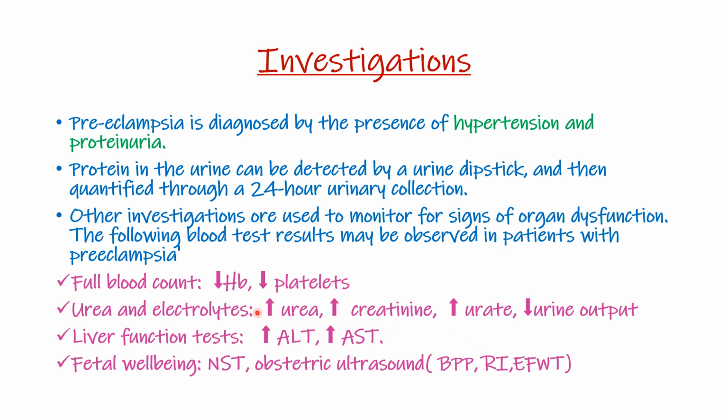And this is in the serum, and you're going to have decreased urine output because also of reduced glomerular filtration rate. Liver function tests, as you said before, are going to be increased, that is increased ALT and increased AST. And fetal well-being, where you do a CTG or an obstetric ultrasound.